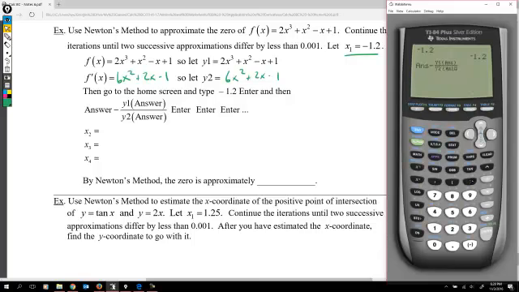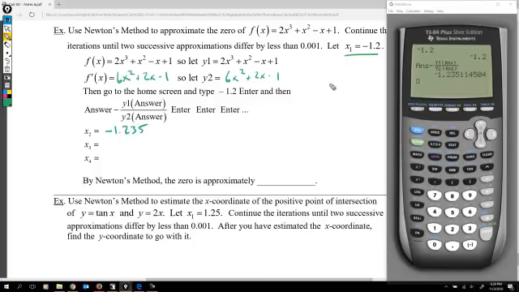The reason we have to use this answer instead of just letting this equal x or something like that is because this will keep changing, because it's a recursive formula. So when I hit enter, I get negative 1.235. So that's my x2.